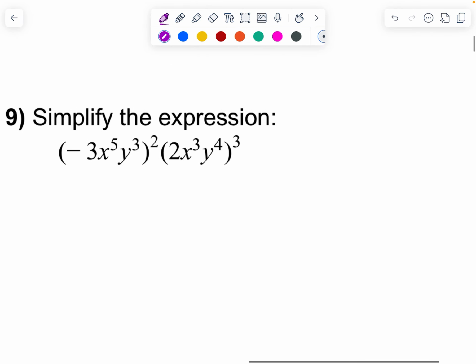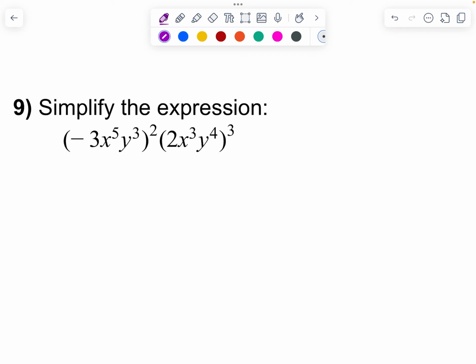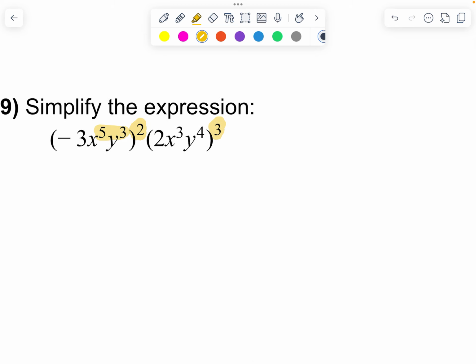All right, over here, now this is where we need to remember what happens when we have a power on the outside of other powers, right? Because we've got powers inside the parenthesis and we've got powers outside the parenthesis. So this is a power to a power. So I'm going to do another little remember box over here.